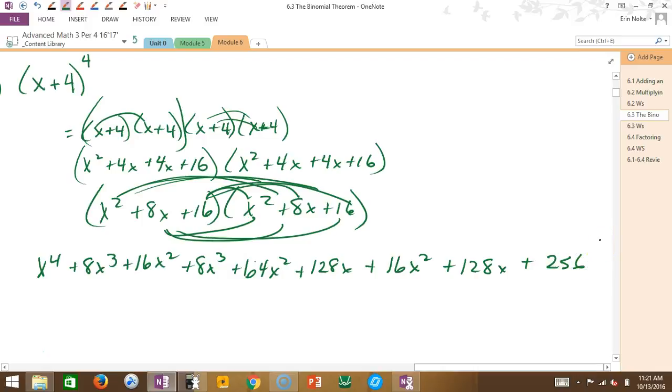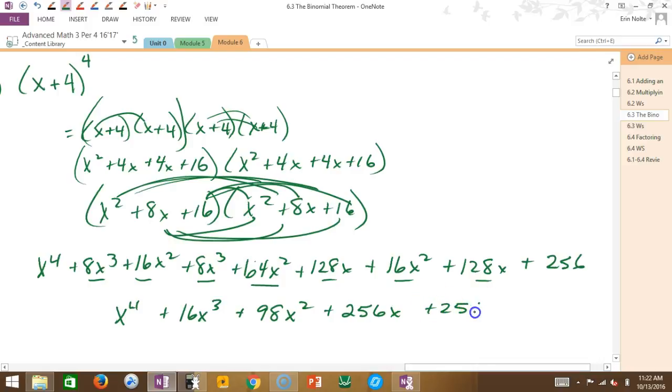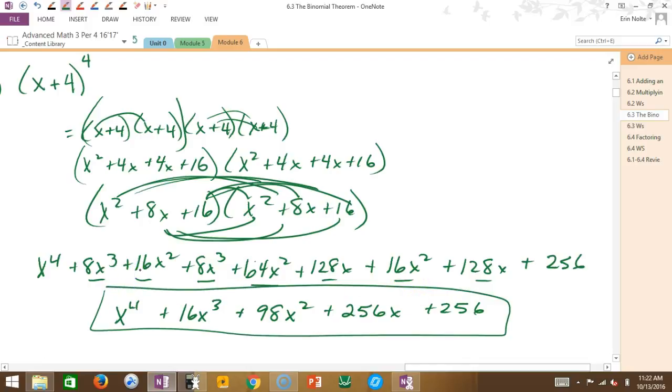And then you'll add all your like terms together. And so you say, okay, I got x to the 4th. I have 8, 16, x to the 3rds. And I have 16 plus 64, so that's what, 82? Plus another 16. What's 82 plus 16? 98 x squared. And then I have 128 plus another 128, which is 256x plus 256. That's a bit. It's like half a page worth maybe.